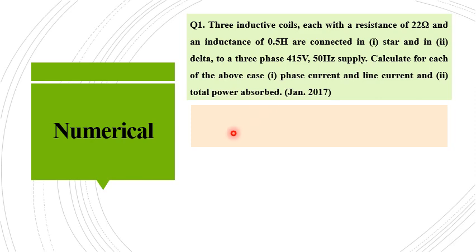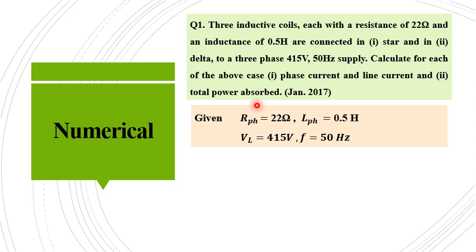So first of all, let's write the given parameters. It is given that there are three coils and each coil is having resistance 22 and an inductance 0.5. That means the per phase resistance value, R phase, is equal to 22 ohm and the per phase inductance value, L phase, is equal to 0.5 Henry.